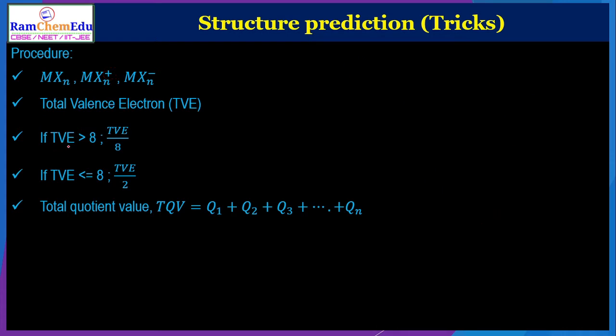If the total valence electron count is greater than 8, then we have to divide it by 8. If it is less than or equal to 8, then we have to divide it by 2. While dividing the total valence electrons by 8, you will get some quotient. Sometimes you also get a remainder. If you are not getting a remainder, no problem. If you are getting a remainder, you can consider this quotient as the first quotient and the remainder as the first remainder. Then you have to divide this remainder by 2.